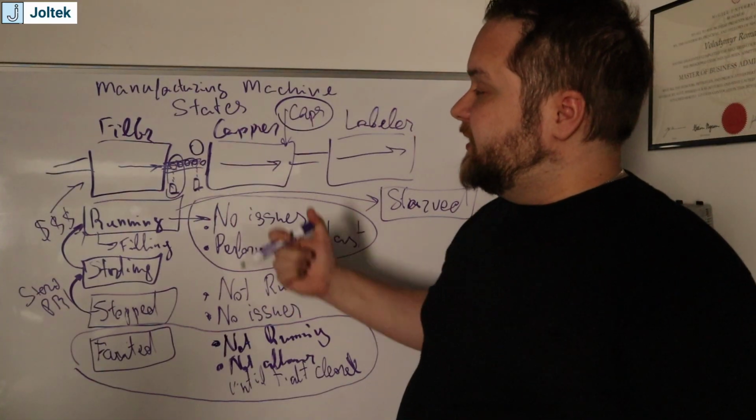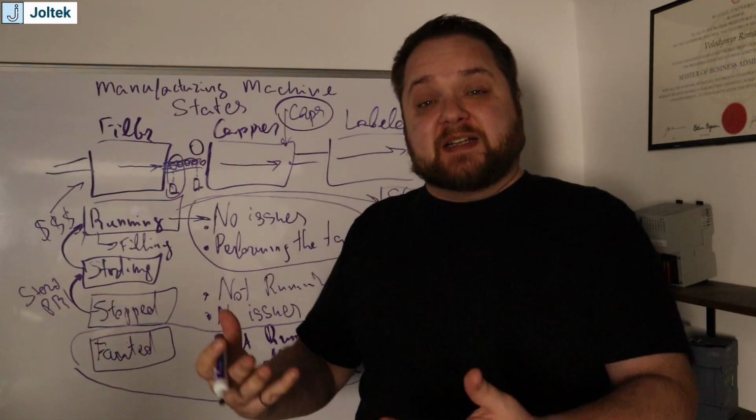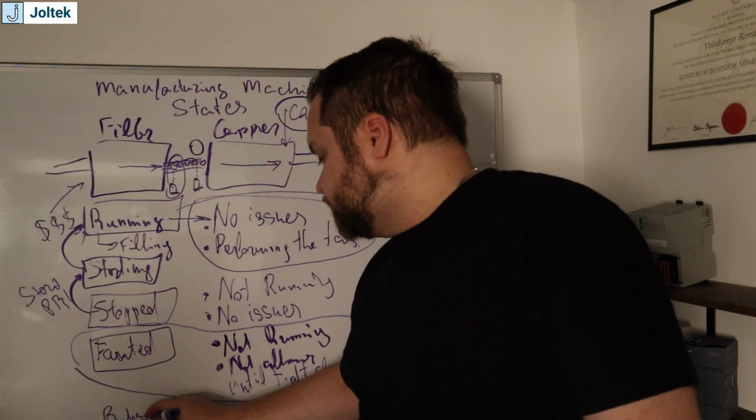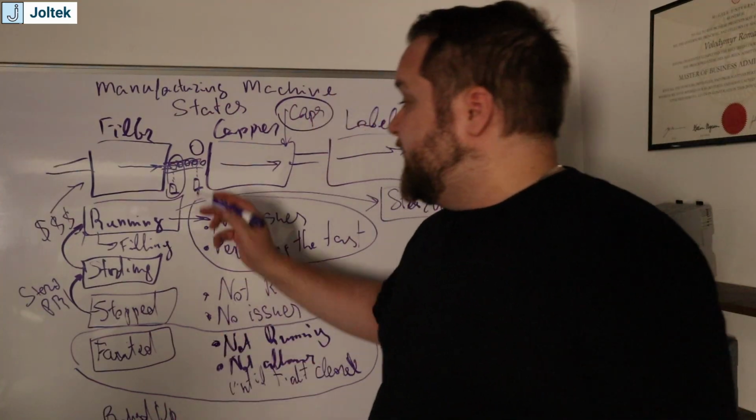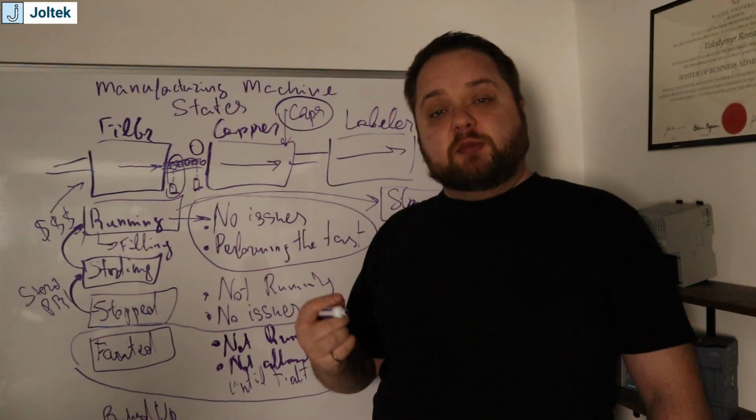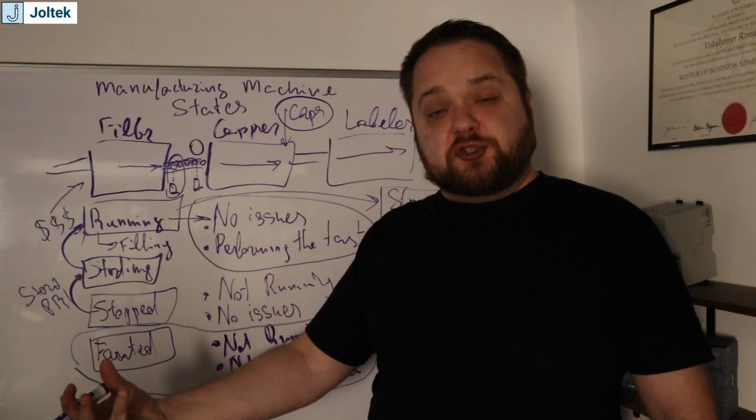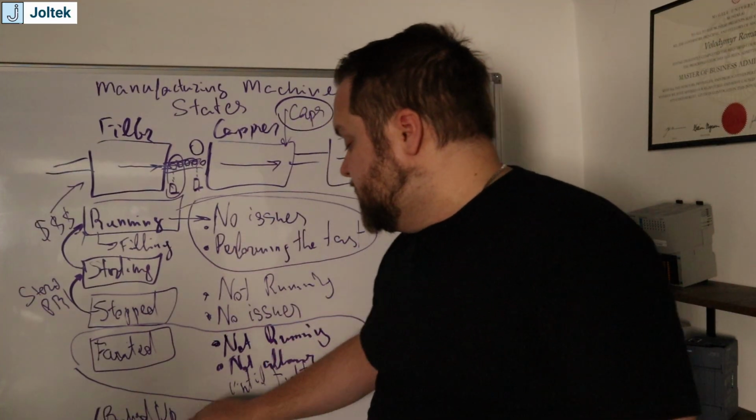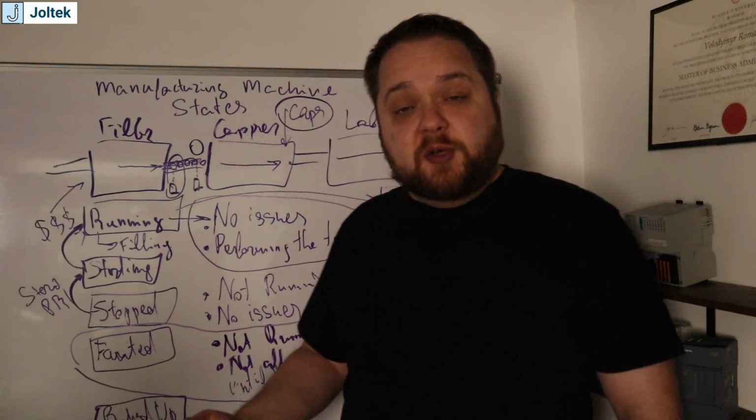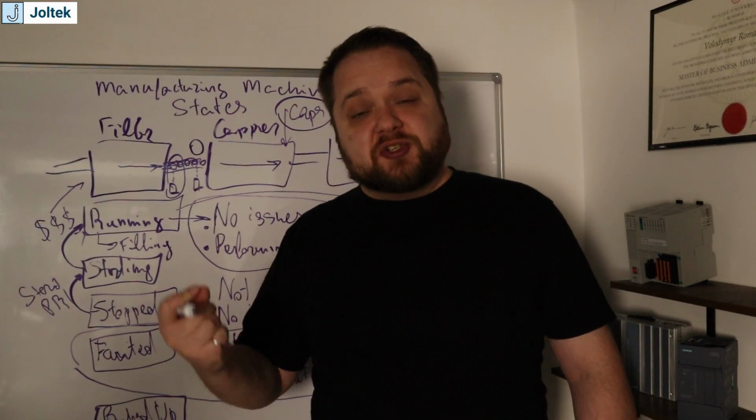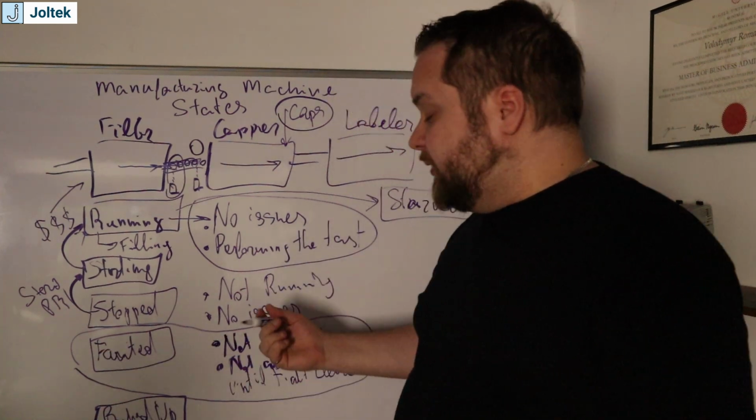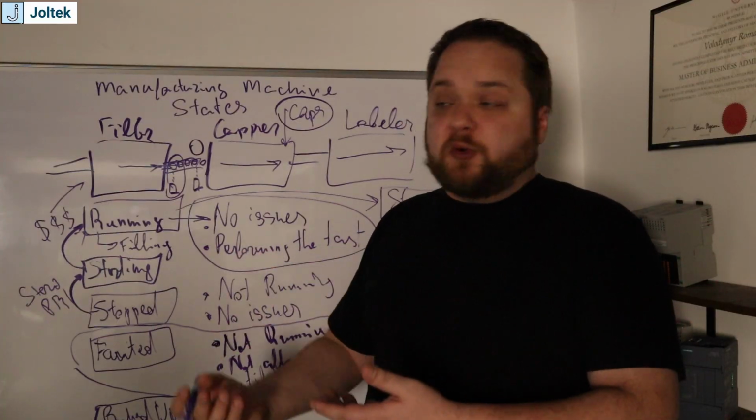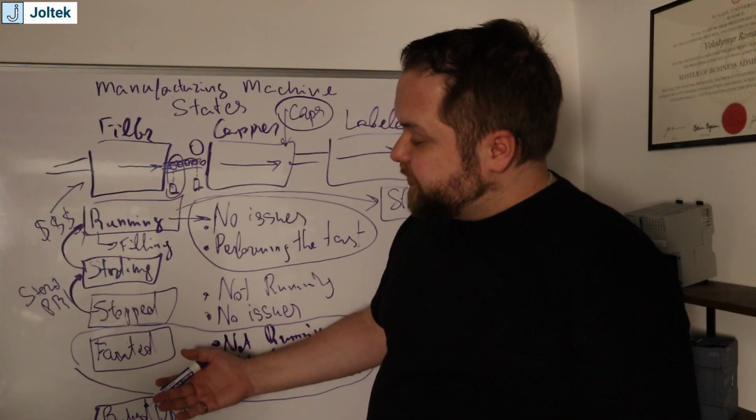So in this case, the filler is what's called backed up. So backed up is a state. Backed up, the machine is ready to produce, but it is unable to do so because it cannot discharge the final product to its destination, right? And so in this case, the machine is ready to run, but it is not producing because the discharge conveyor is blocked.